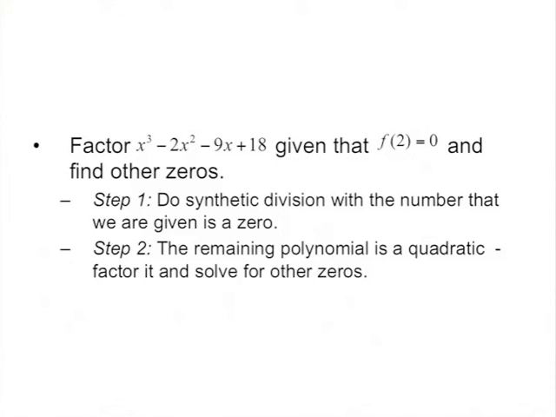One more example, and this one has one extra step to do at the end of it. It says, given that f of 2 equals 0, find the other zeros, or another word for zeros is solutions. So we're given one solution to this equation, and we're asked to find all of the other solutions. The solution we're given is 2, and we're told that when we plug a 2 in, we should get an answer of 0. So we're going to begin with synthetic division.